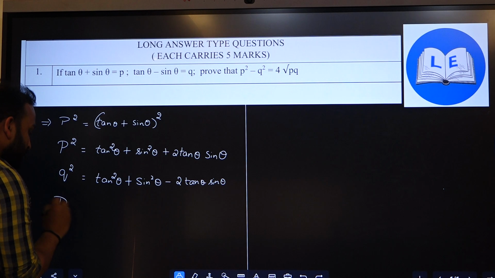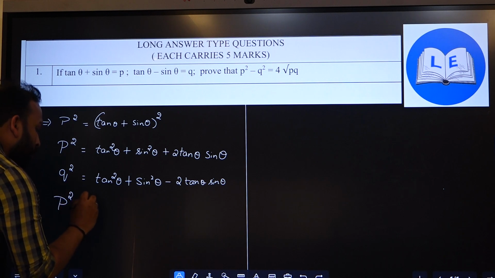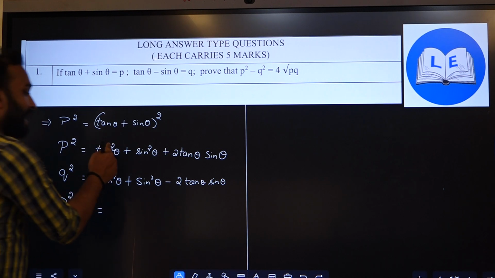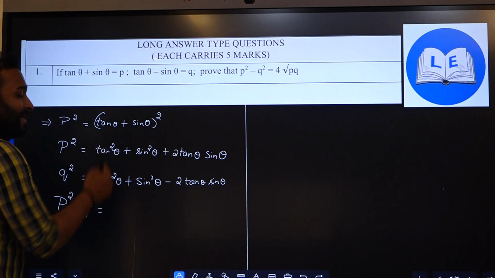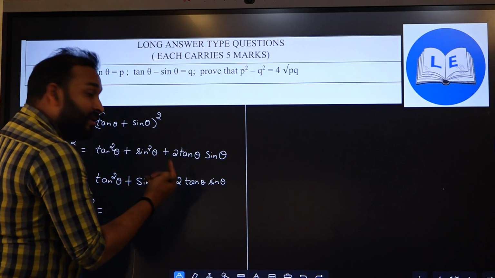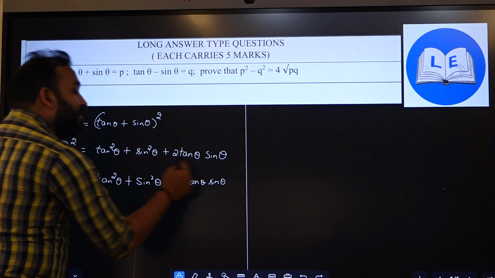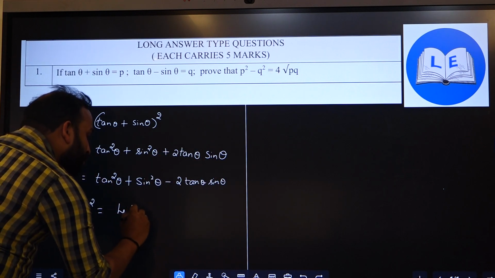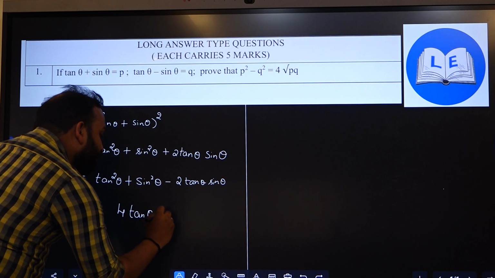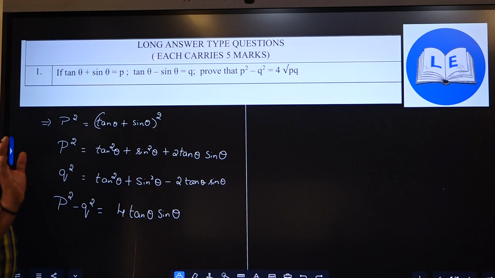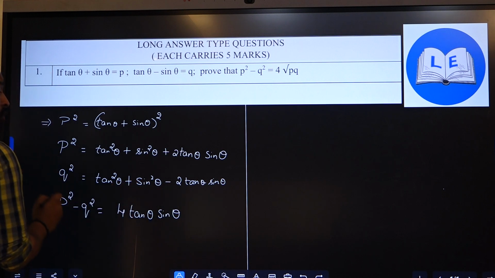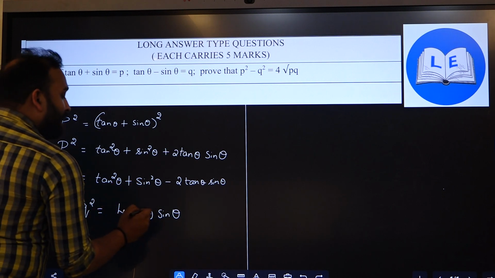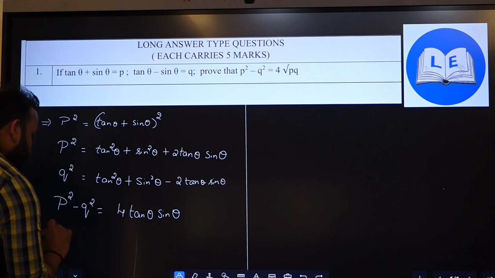Now let us see what is p square minus q square. What happens, children, if we subtract these two? Tan square theta positive, it gets cancelled. Sin square theta minus sin square theta, they get cancelled. 2 tan theta sin theta minus 2 tan theta sin theta, you will get it as 4 tan theta sin theta. I hope this is very clear for all of you. Yes, you got p square minus q square as 4 times tan theta into sin theta.